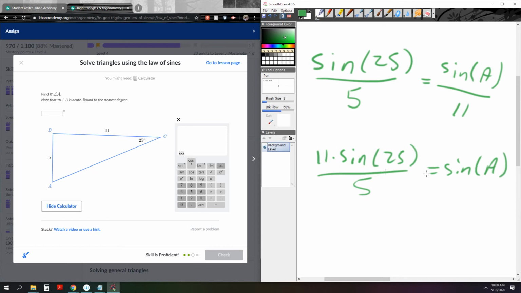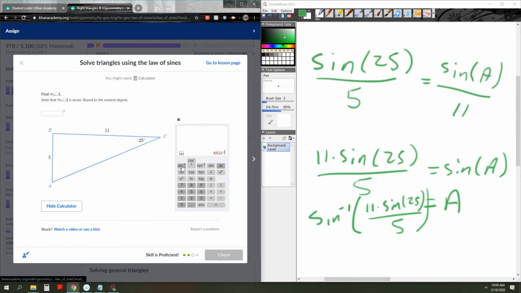Just like before, we're going to do the inverse sine so that we can take the ratio, right? Sine of A is the opposite over the hypotenuse. If we do the inverse sine of sine of A, that'll give us back the angle, which in this case is A. So inverse sine undoes sine. A is going to equal sine inverse of 11 times the sine of 25 over 5. Now remember what I said before, right? 11 is bigger than 5. We're expecting the angle here to be bigger than 25 degrees.